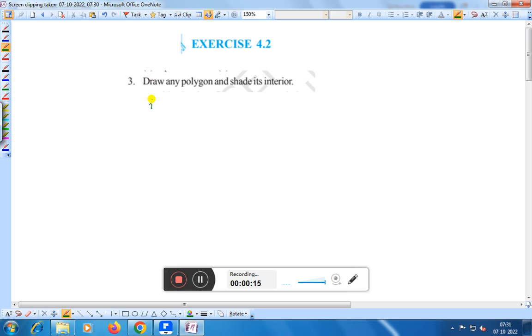First one, it is made of a straight line.